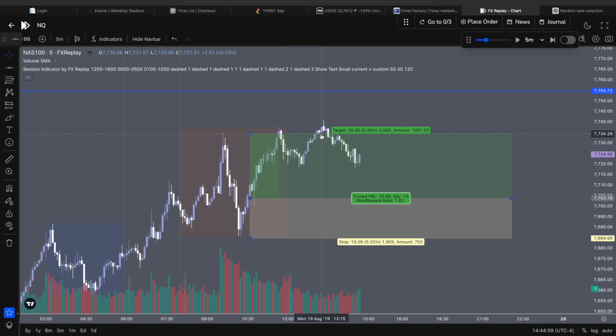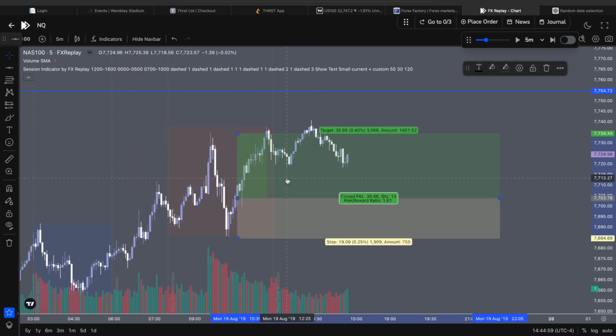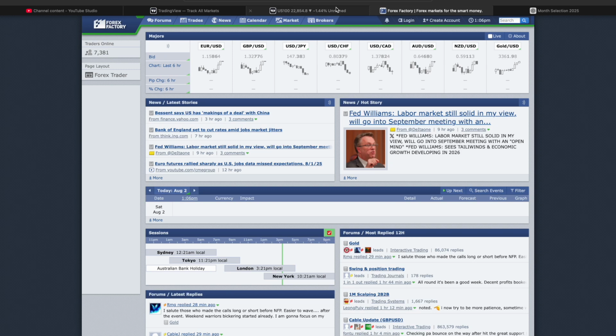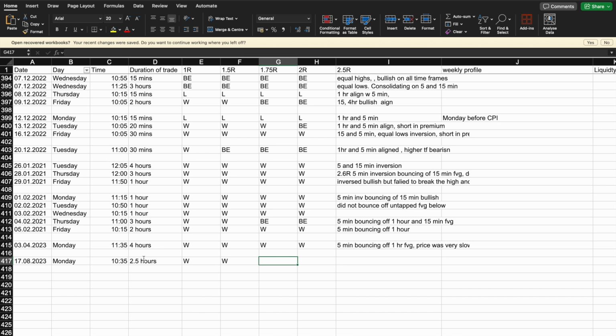Duration, I would say till 1 max, yeah. So it's around 2.5 hours roughly. So 2.5 hours. WW. And then 5-15 minute inversion after New York low, 9:30 a.m. low sweep.